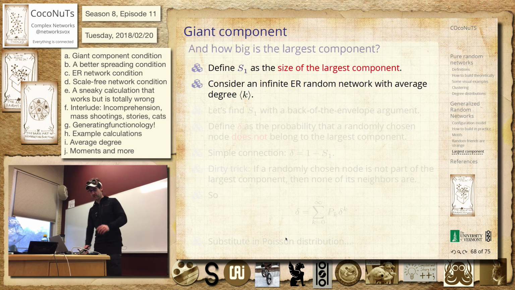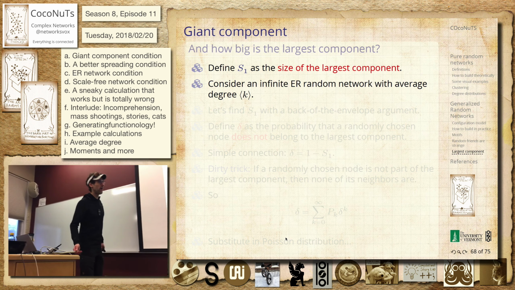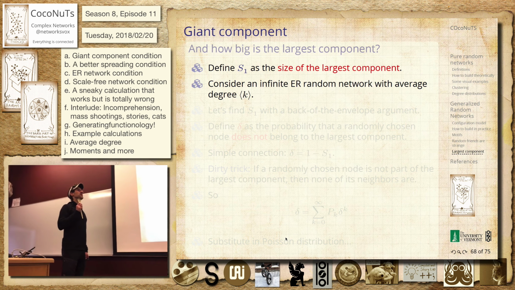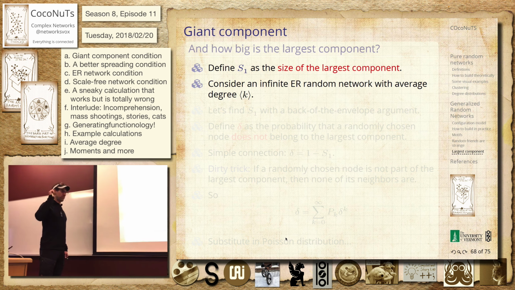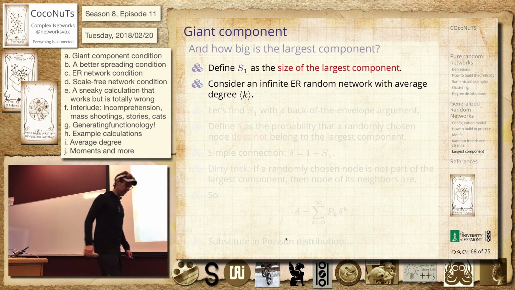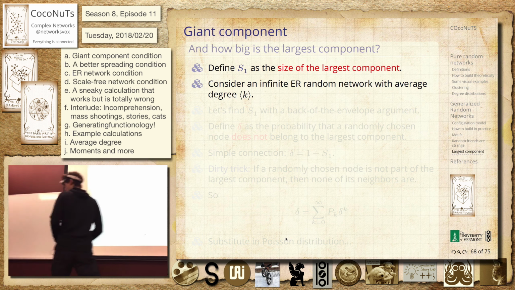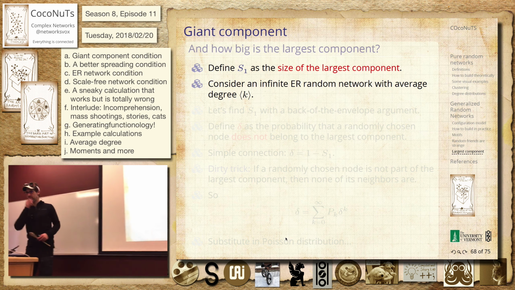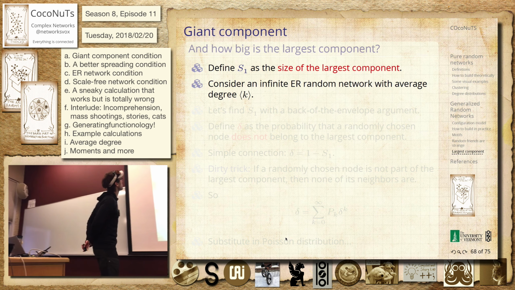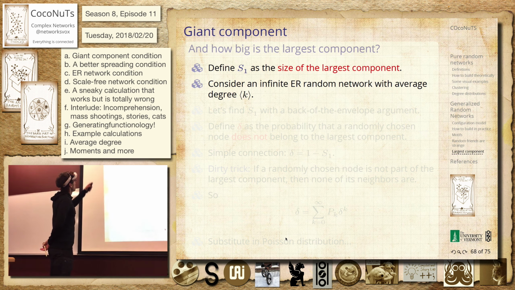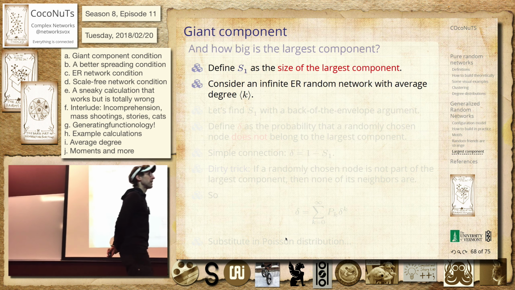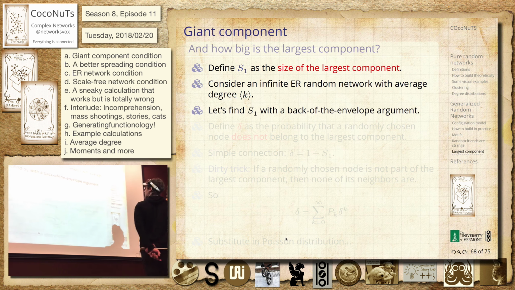Okay, so this is something. I'm going to show you a calculation that goes wrong, principally because of this fact that Poisson degree distributions give rise to P_k equals R_k, right? That's a weird feature of them. So we've had this notation. S1 is going to be the fractional size of the largest component. So we're going to have our Erdős–Rényi network, infinite 1.